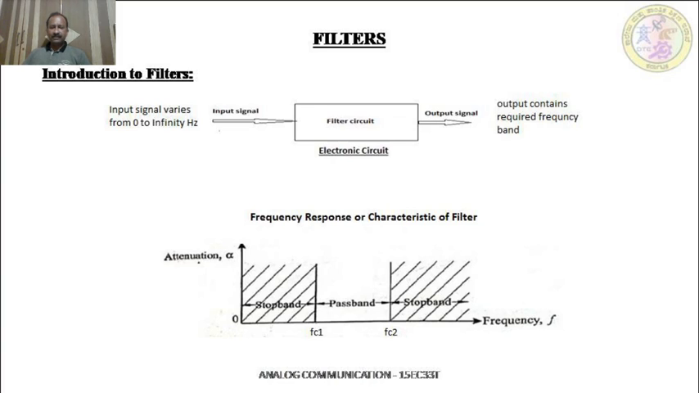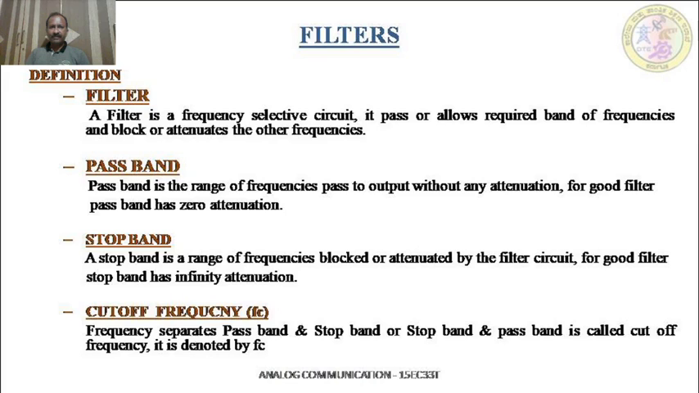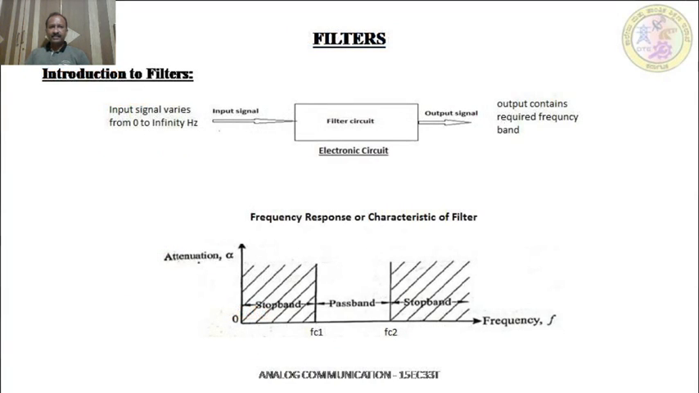Like this, you can take your previous slide. Pass band, stop band, and cutoff frequency are indicated in this frequency response. That means totally, to measure the performance of our filter, we are going to plot the frequency response. From that frequency response, we can analyze whether that filter is required for our particular application or not. Like that, you can come to a conclusion based on the frequency response. You can select a good filter for our particular application.